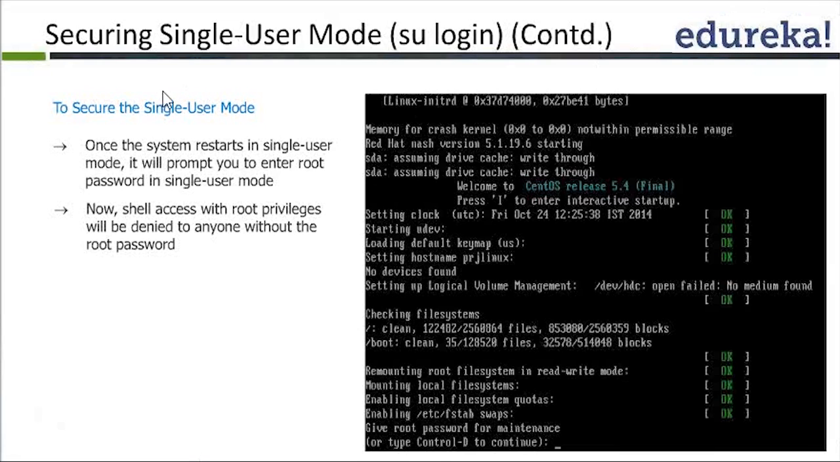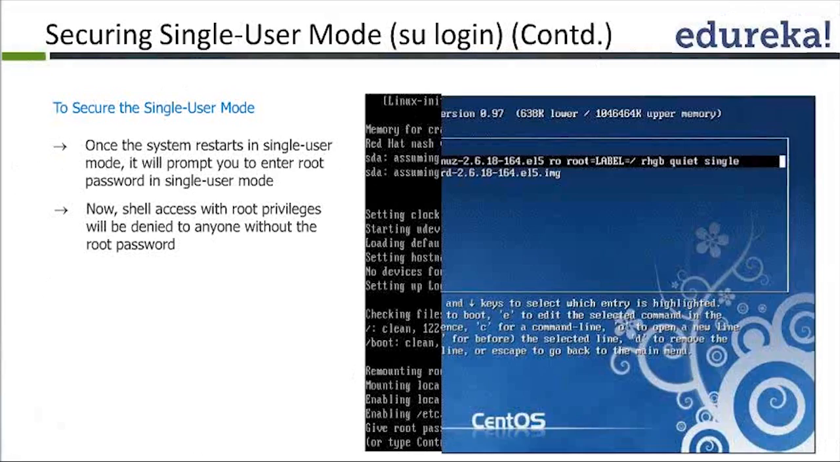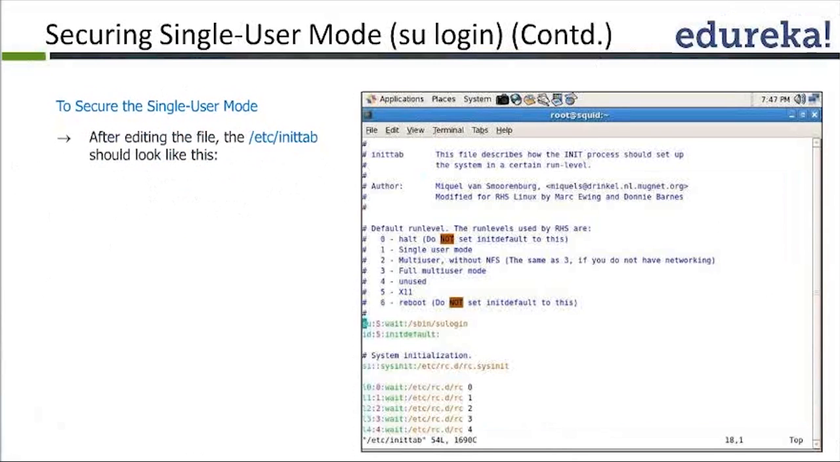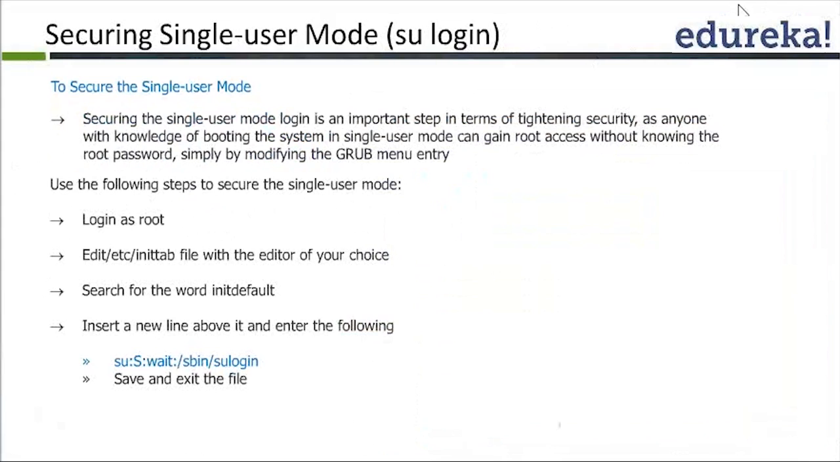Now I'll show you how to set up a restriction to make sure that whoever has logged into single user mode is a root user and is aware of the root password. So there is a restriction we can enable. If you come here, you need to go to the inittab file. These are the steps to enable that restriction. You need to be a root user. If you want to restrict users who log into single user mode, we need to make sure he knows the password and is the right person to log in.